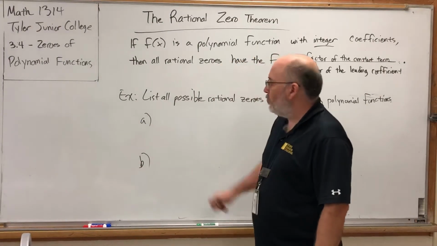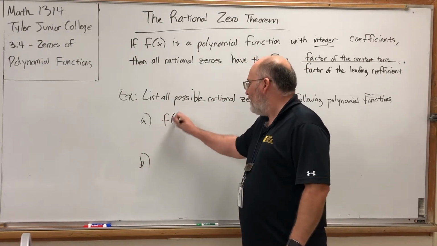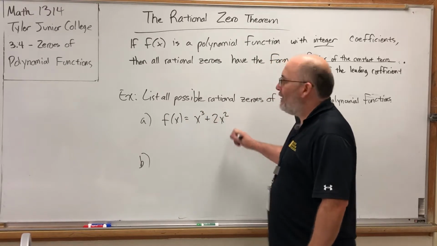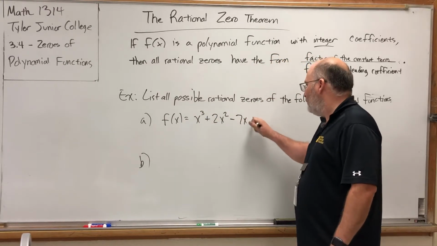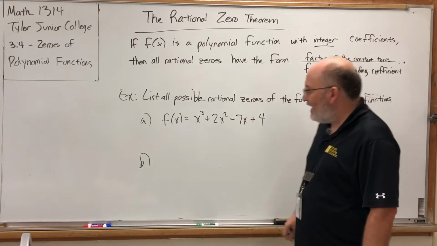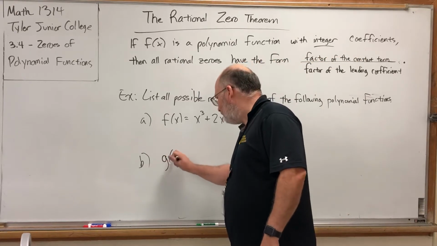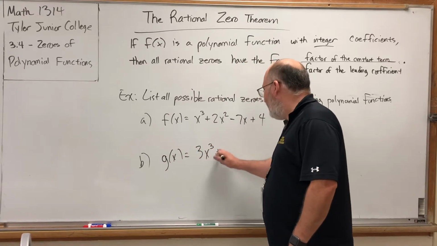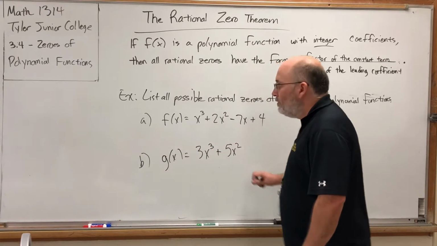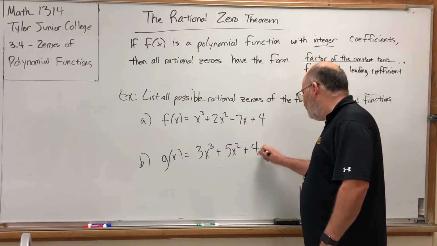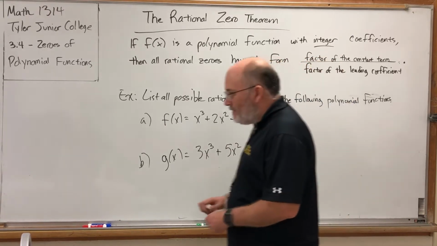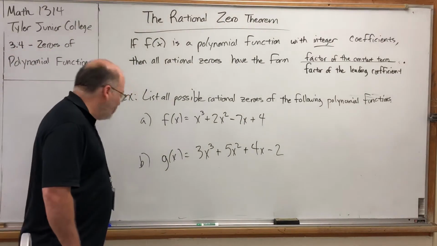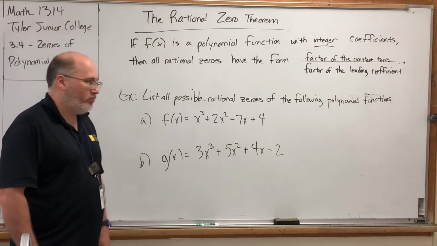The first function we're going to use is f of x equals x to the third power plus 2x to the second power minus 7x plus 4. The second, we'll call it g of x, is going to be 3x to the third power plus 5x to the second power plus 4x minus 2. Now, notice I'm not being asked to actually find any zeros. I'm being asked to list the possible rational zeros.